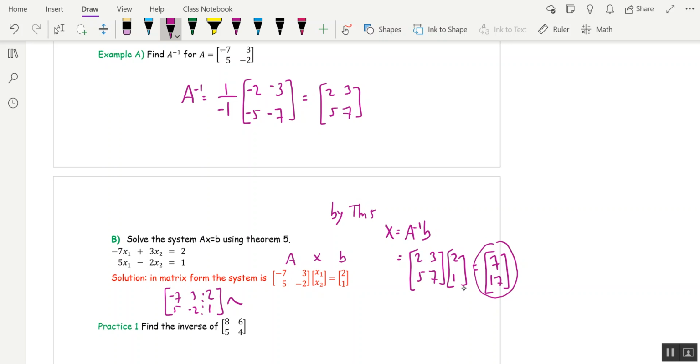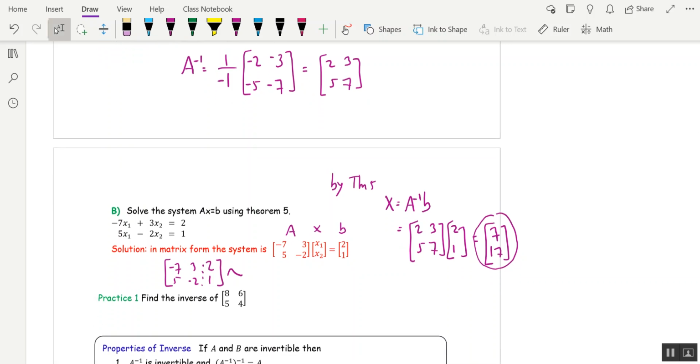So these lecture notes are a little different. Instead of putting the practice at the end, I built them in. So you're going to pause the video now and find the inverse of this matrix. The solution's at the end, so you can check your answer, but you need to do that one.